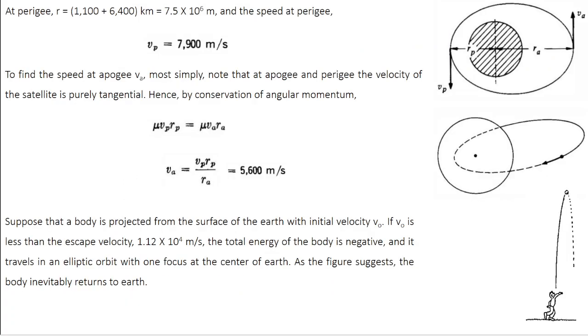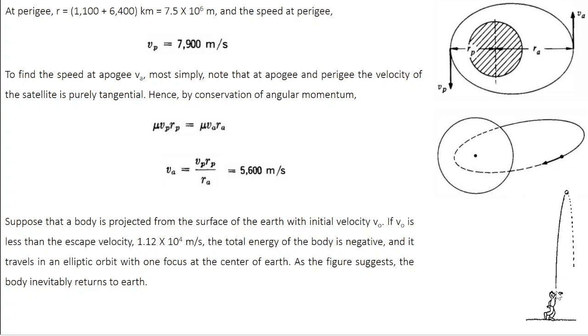If total energy is negative, what will be the shape of the orbit? It's an elliptical orbit, right? So if you look at the trajectory of an object projected from the surface of Earth with velocity less than the escape velocity, you will find that it corresponds to an ellipse with one focus at the center of Earth. So as the figure suggests, you can see that the body invariably returns back to Earth.